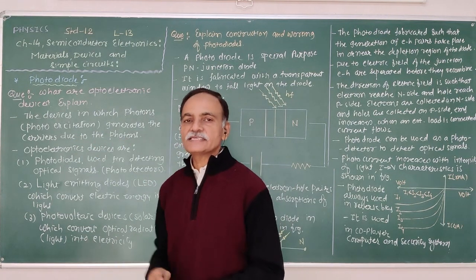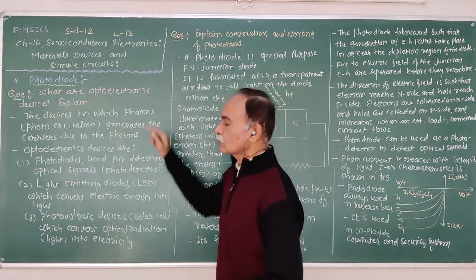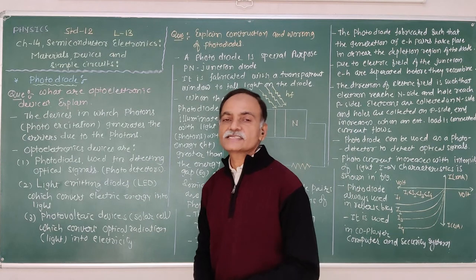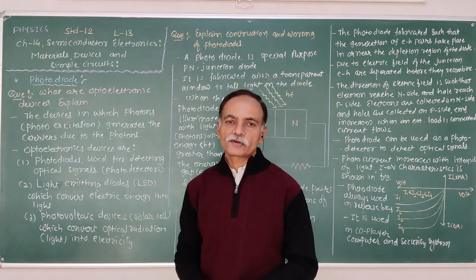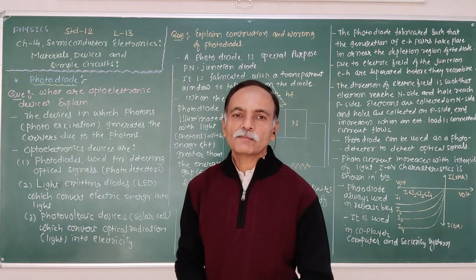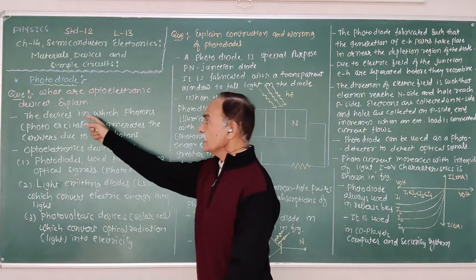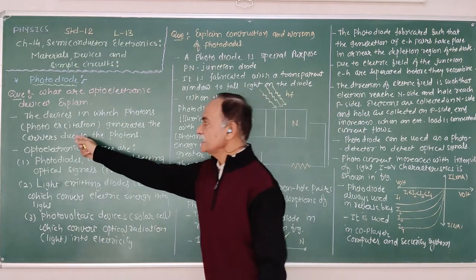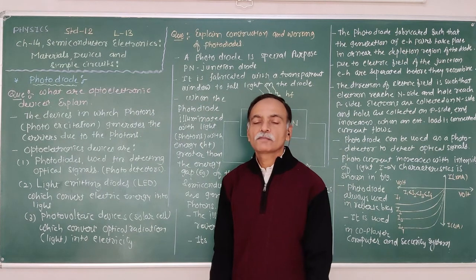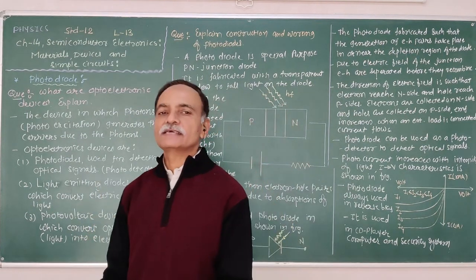The device in which, as light is incident on it, that means photons are incident on it, generates charge carriers due to the incident photons, is known as an optoelectronic device. Again we repeat it: the devices in which photons generate carriers are known as optoelectronic devices.